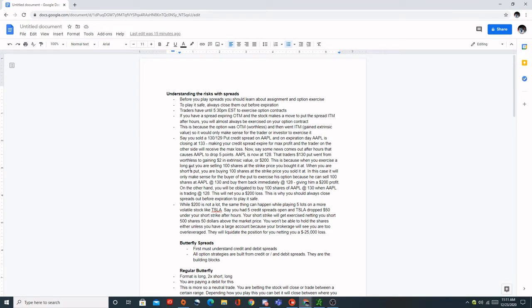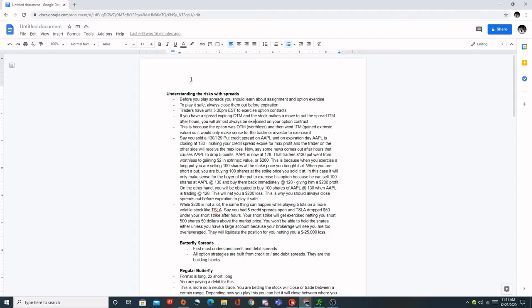This is because when you exercise a long put, you are selling 100 shares at the strike price you bought it at. When you are short a put, you are buying 100 shares at the strike price you sold it at. In this case, it will only make sense for the buyer of the put to exercise his option, because he can sell 100 shares of Apple at $130 and buy them back immediately at 128, giving him a $200 profit. On the other hand, you will be obligated to buy 100 shares of Apple at 130 when Apple is trading at 128. This will net you a $200 loss.